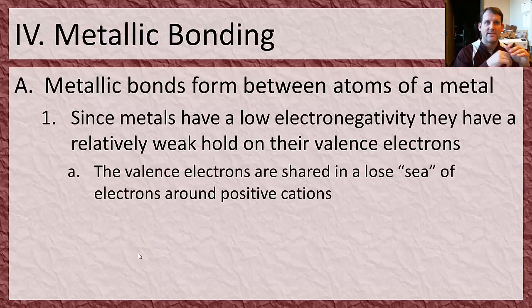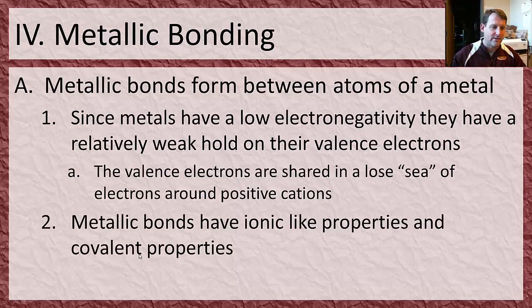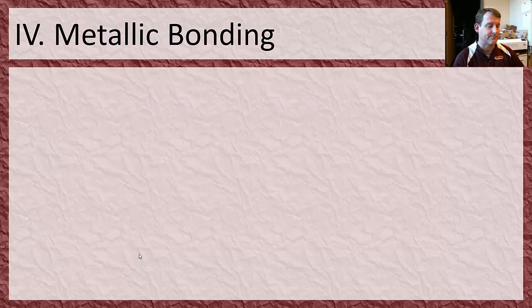And they form this loose, flowing sea of valence electrons surrounding all these positive chunks, the cations of the metal without valence electrons, and they're all attracted to that sea, and they're all being pulled together by that. So it's kind of like a covalent bond, and they end up having properties that are kind of ionic-ish and kind of covalent-ish. And let's look at what that means.